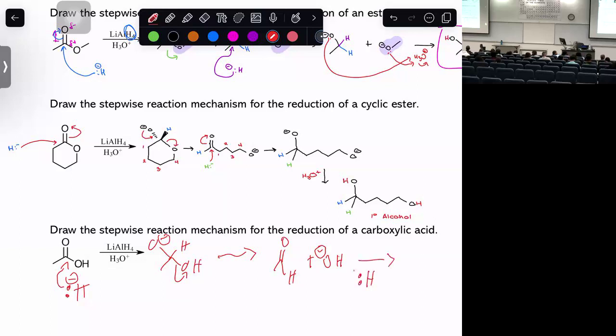There we go, another hydride ion comes around and attacks it. So now we end up with pure single bonds, with an oxygen minus. And then we're just going to make everyone happy with an acid-base reaction. H3O plus, exactly.